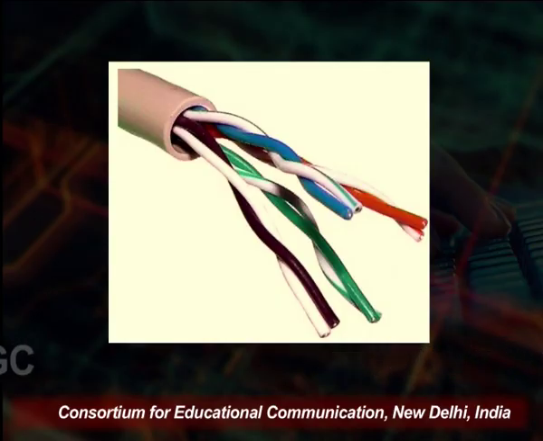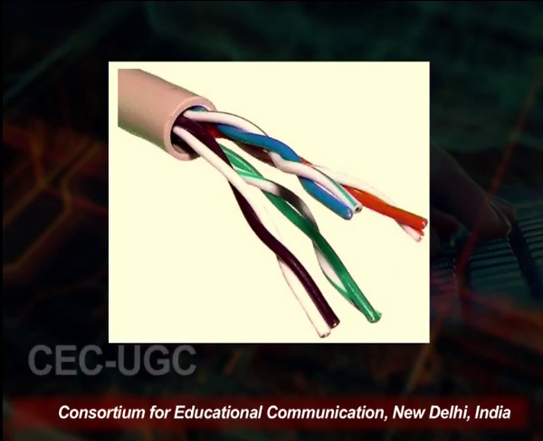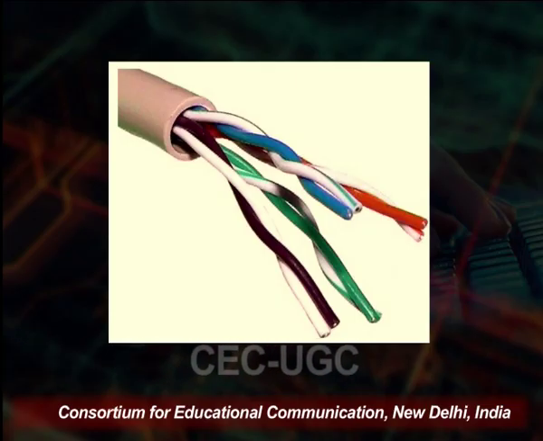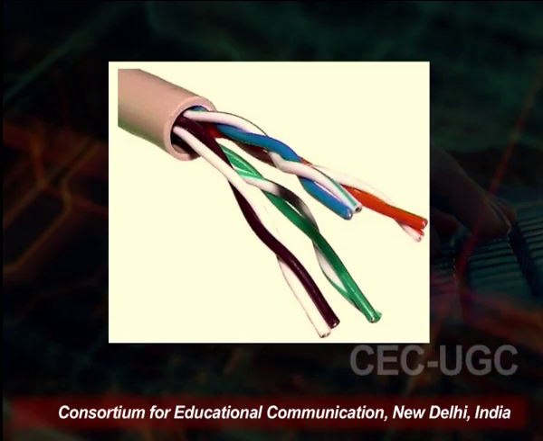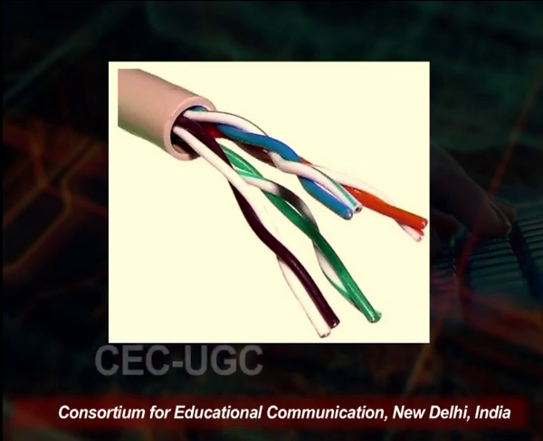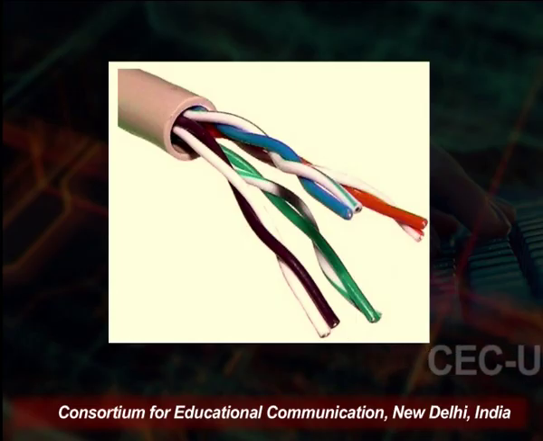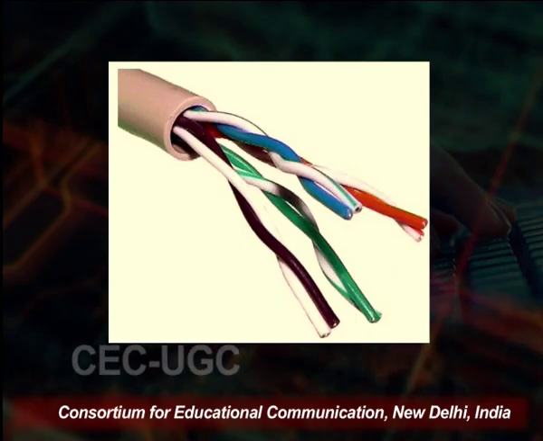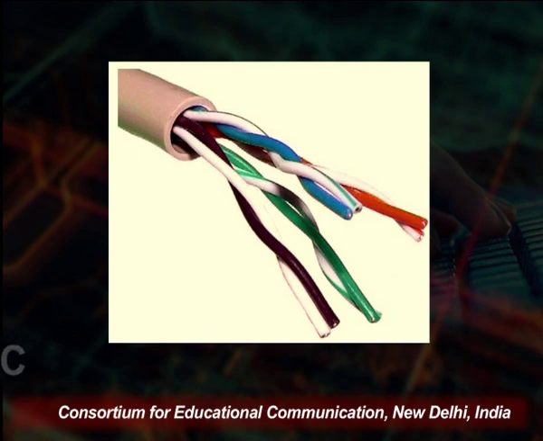So if we look at the figure, here is a figure giving us an idea of a twisted pair cable. As you can see, there are two cables twisted in the form of a helical structure, and this twisting is done to reduce the noise and crosstalk, as I have already told you.